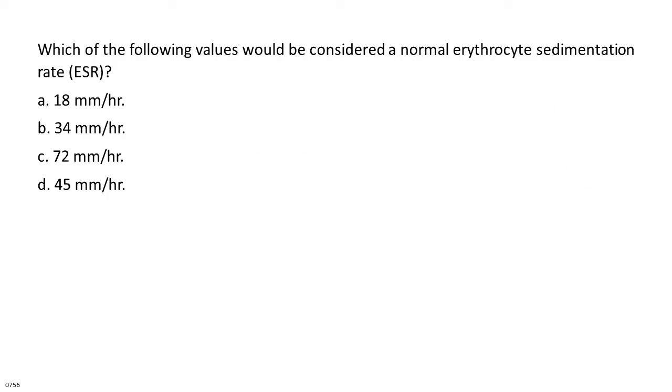Which of the following values would be considered a normal erythrocyte sedimentation rate, ESR? A. 18 mm per hour. B. 34 mm per hour. C. 72 mm per hour. D. 45 mm per hour.